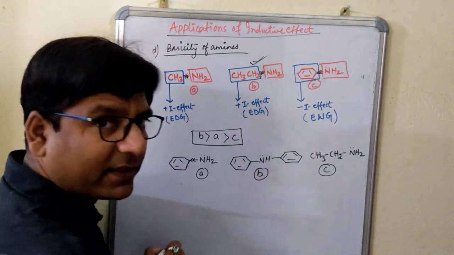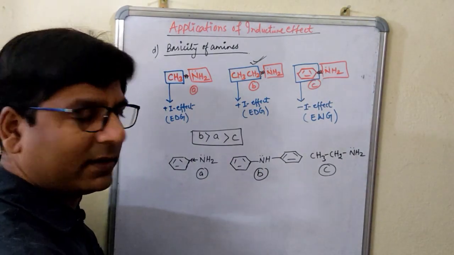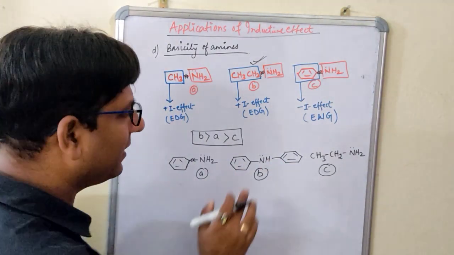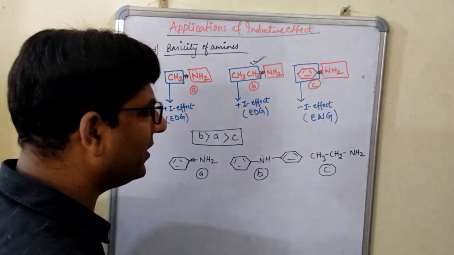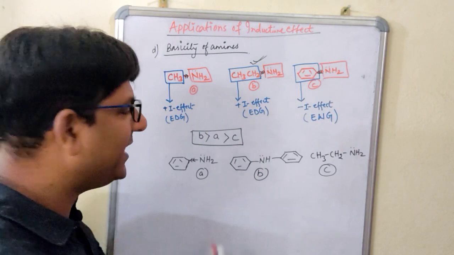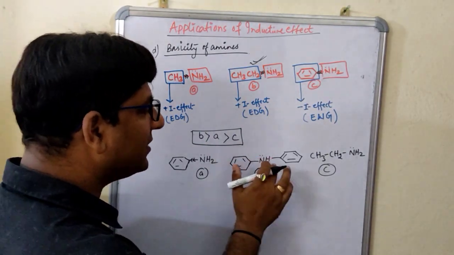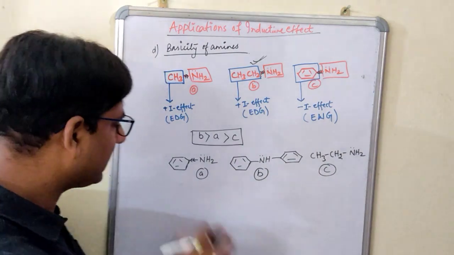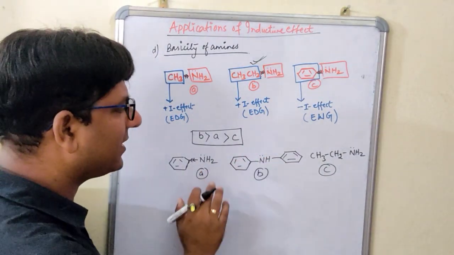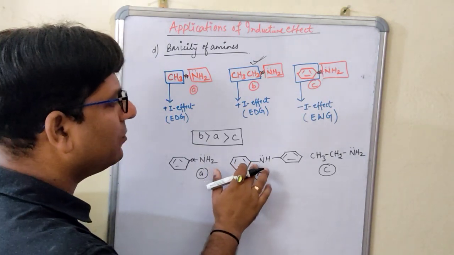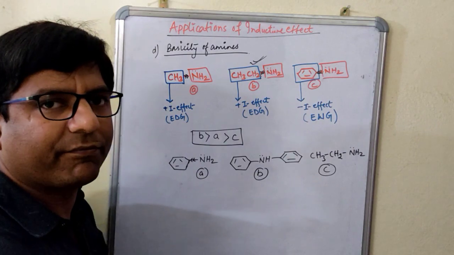Both the minus I groups are there, but they are 2 in number. This is also the phenyl ring, and this is also the phenyl ring. Means the nitrogen will lose the electrons, or these two phenyl groups will pull the electrons. Each phenyl ring will pull the electrons. Means the electron density will be lowest in this case as compared to this one, because here only one phenyl ring is there, here 2 phenyl rings are there. So it will lose to a much greater extent, and the electron density will be least in this.